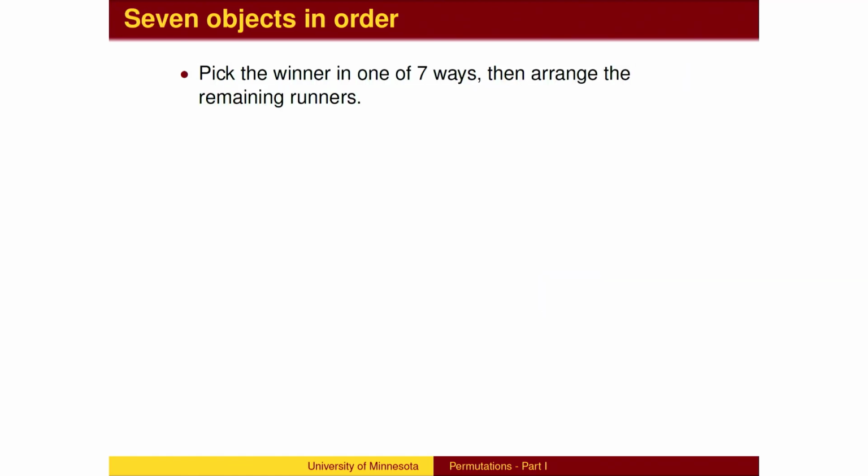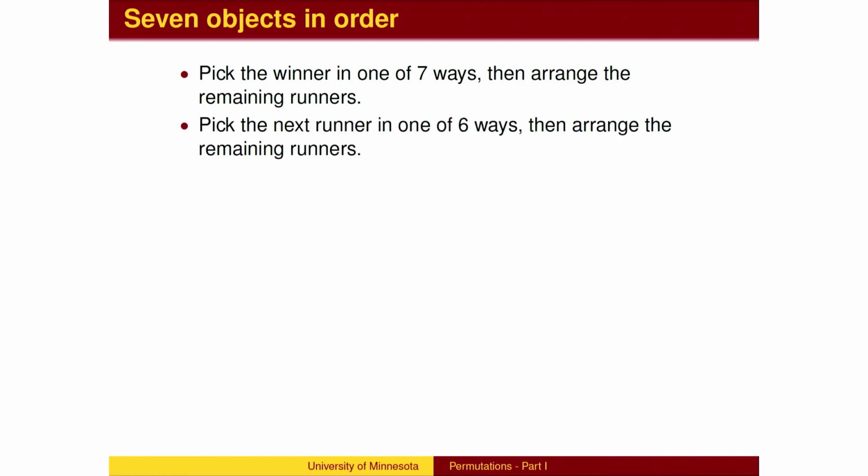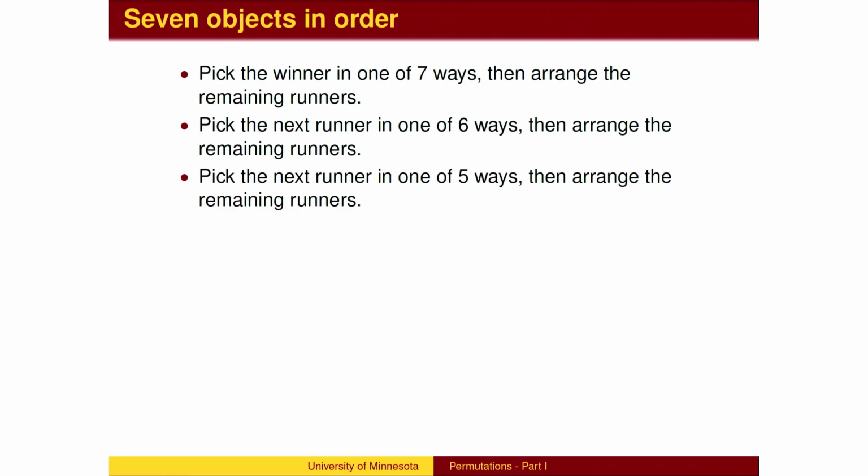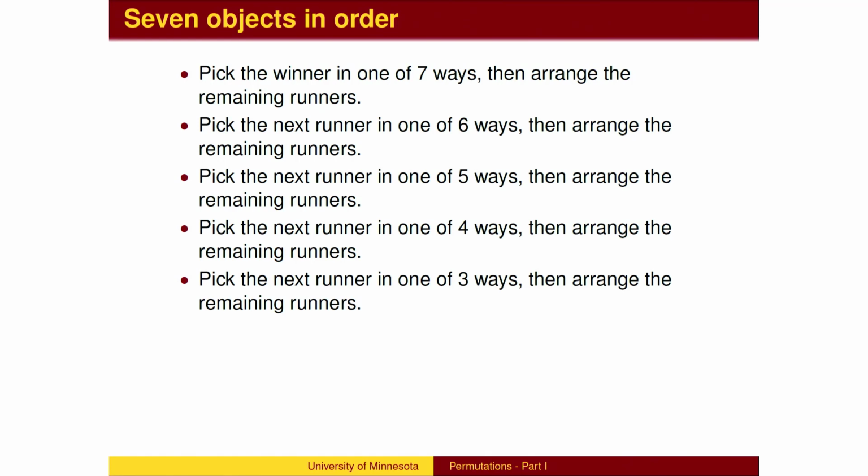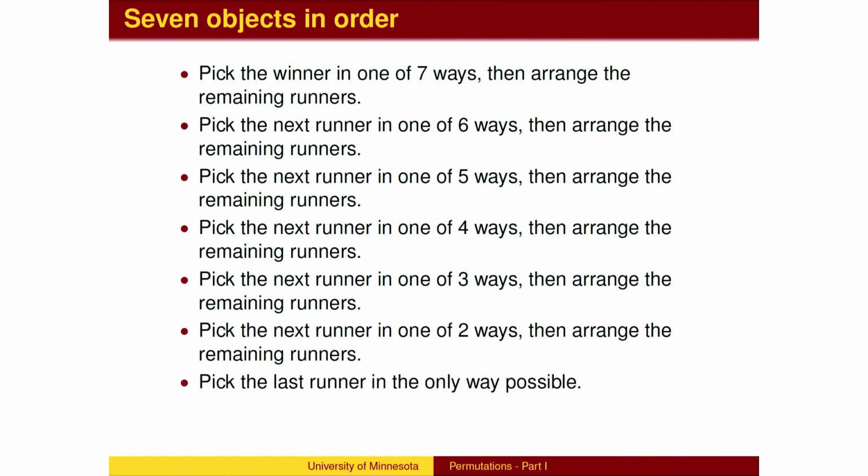We can repeat this process for any number of runners. To place 7 runners in order, we first pick the winner in one of 7 ways and repeat the process. We next pick the second place runner in one of 6 ways. Each successive selection has one fewer choice until we have arranged all the runners.